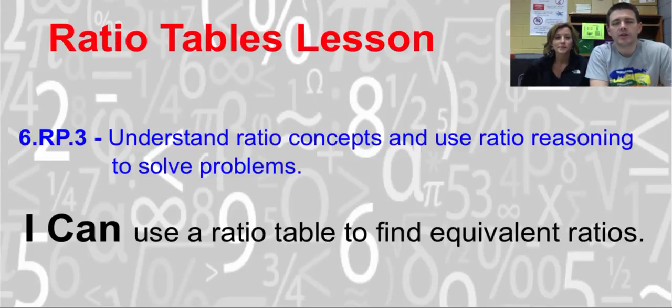This one is on using ratio tables to help us compare our rates and ratios together. So go ahead and get your notes page set up. Our title is Ratio Tables. Our learning standard is 6RP3. And then our I can statement is I can use a ratio table to help find equivalent ratios. So when you're ready, go ahead, hit play, and we'll go on to the next one.